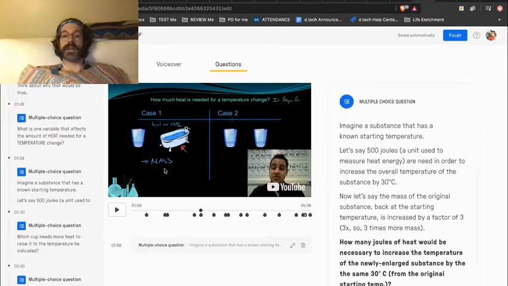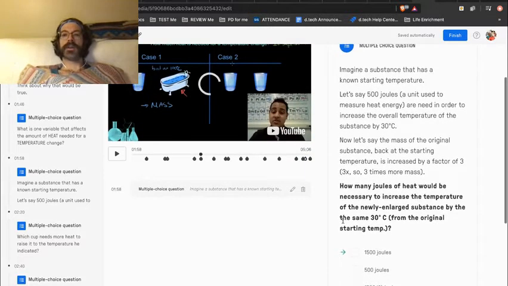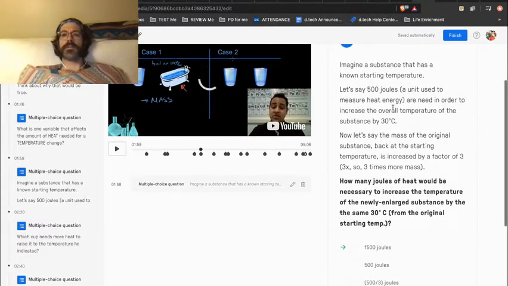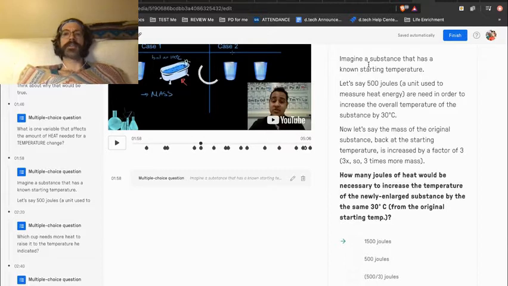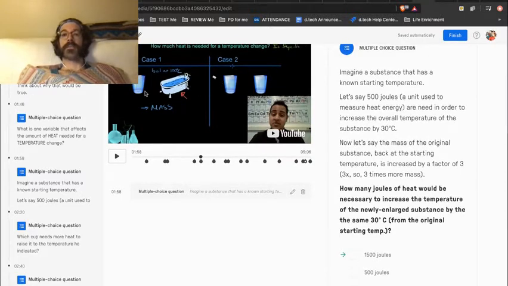And that gets into this question right here. Okay, this was a little bit tricky for some of you. So the big idea with this question is that if you have a starting substance, and we can even think about the glass and the bathtub example here. Let's say this is a really, really tiny bathtub. So the bathtub actually has 3 times the amount of water as this, but only 3 times, right? So now let's say the water in the cup on the left needs 500 joules of energy to increase its temperature by 30 degrees Celsius.